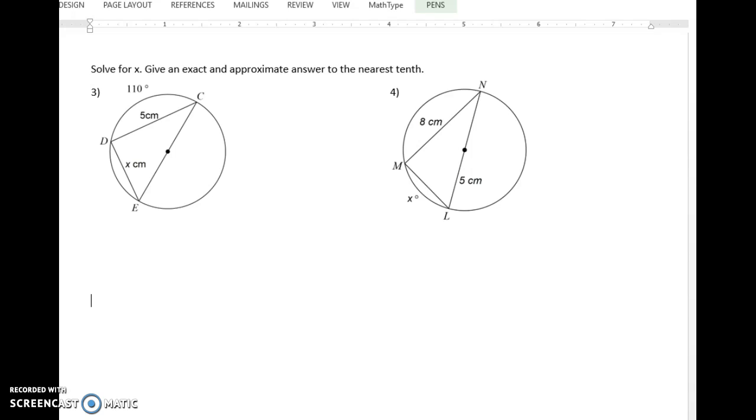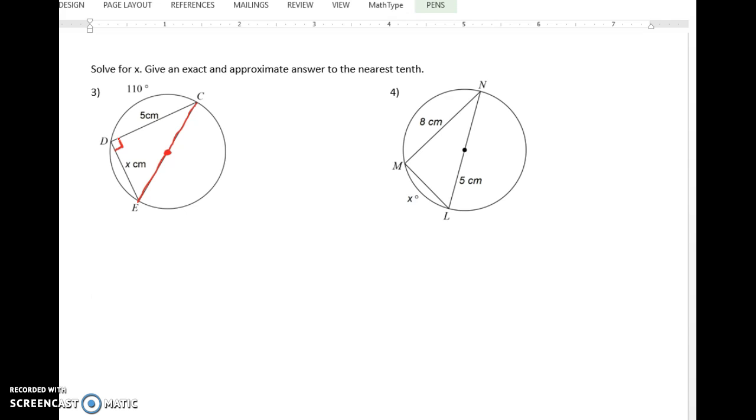Okay, so now moving on to problem number 3, which is on the back of your entrance ticket for section 10.4. So in order to do this problem, I have to know the concept that if I see a diameter, so here's a diameter, I know it's a diameter because it's going through the center of the circle. If I see that diameter, then I know that any inscribed triangle that it contains is going to be a right triangle. So that means that angle D has to be a right angle.